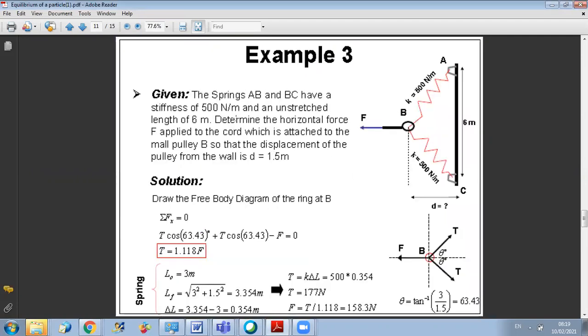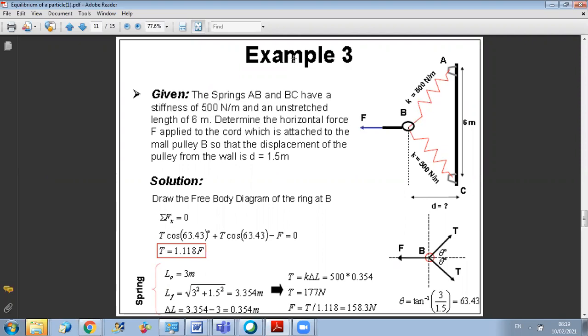Now another problem. The springs AB and BC have a stiffness of 500 Newton per meter and a non-stretched length of 6 meters. Determine the horizontal force applied to the cord, which is attached to the small pulley B, so that the displacement of the pulley from the wall is 1.5 meters.